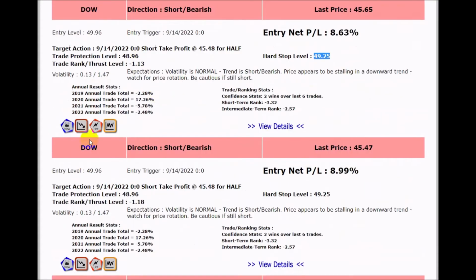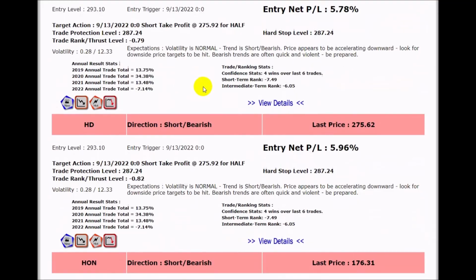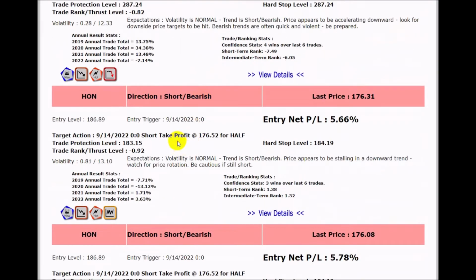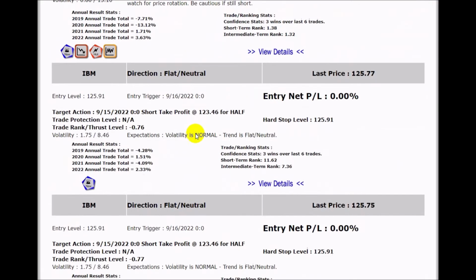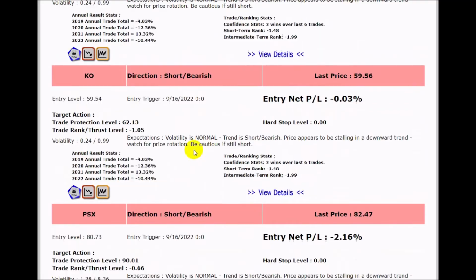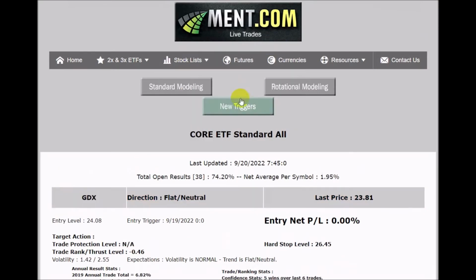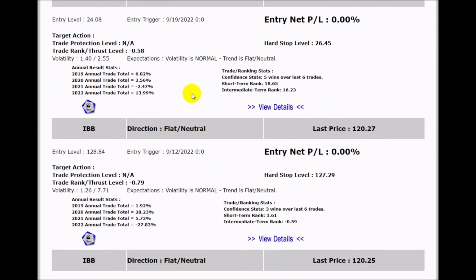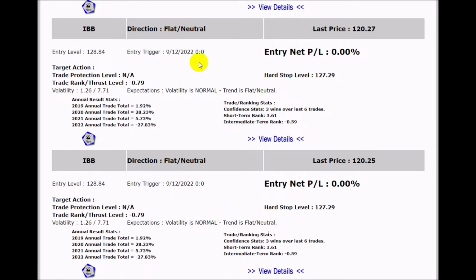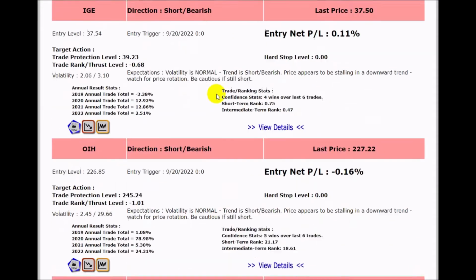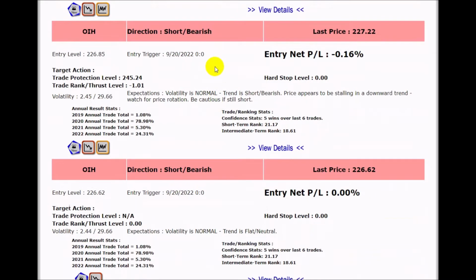Looks like I've got 2 Dows here. I'll get rid of that. So I got 2 of everything. That's probably because I reloaded. So I will fix that. But again, we're looking through here. It's looking pretty good. It is providing a very solid opportunity for you to trade.